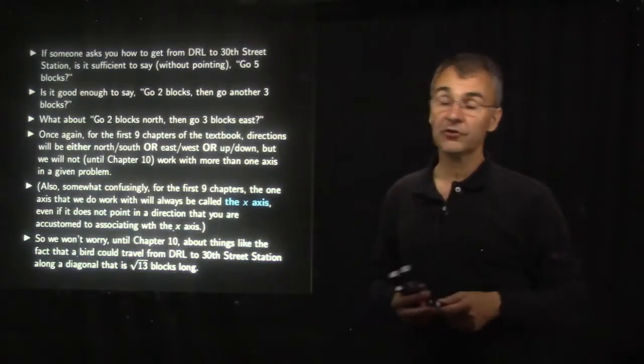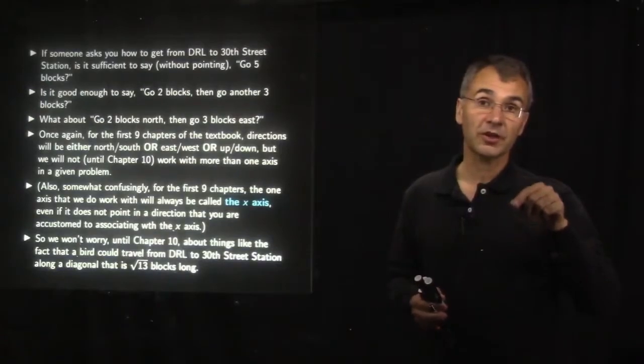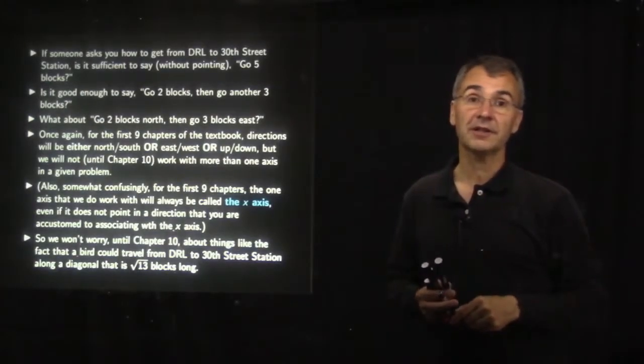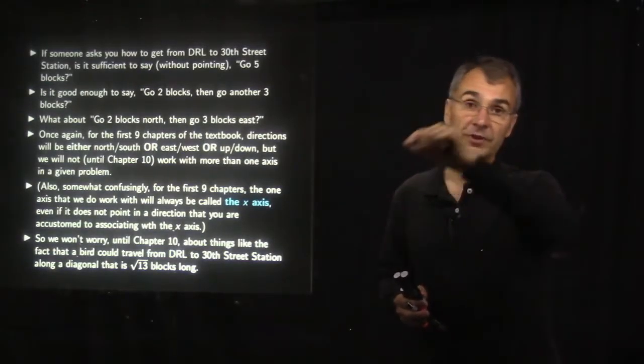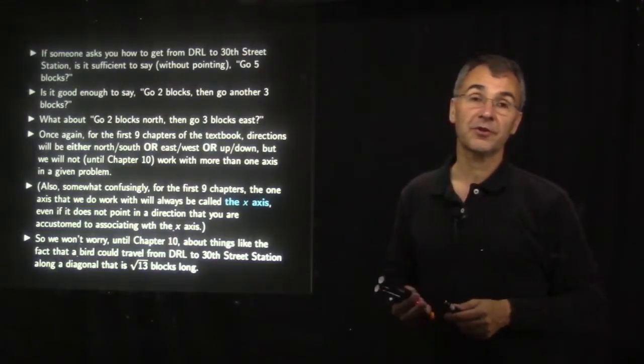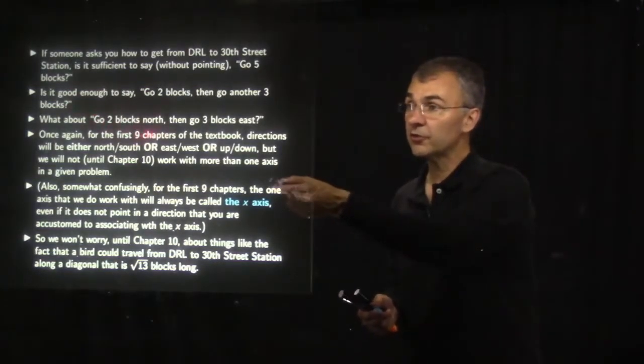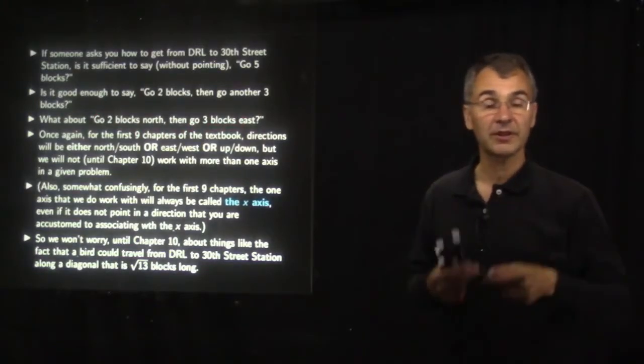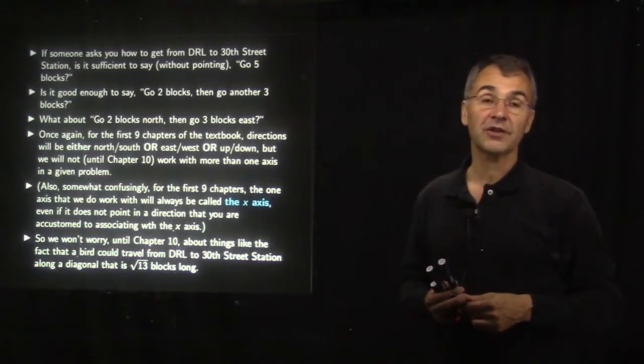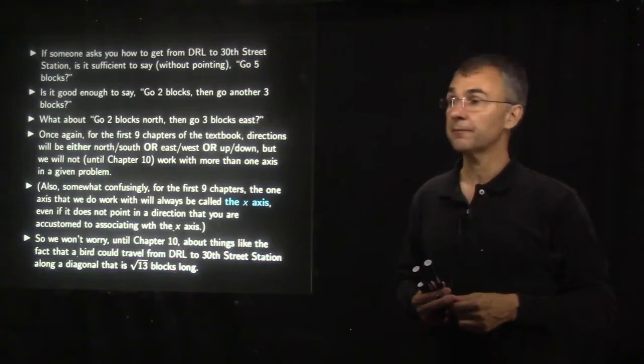I think that works because 2 blocks north from DRL would get you to 33rd and Market, and then 3 blocks east would get you to 30th and Market, which is where 30th Street Station is. So 2 blocks north, then 3 blocks east. So it seems like we need both magnitude and direction to get the correct displacement.